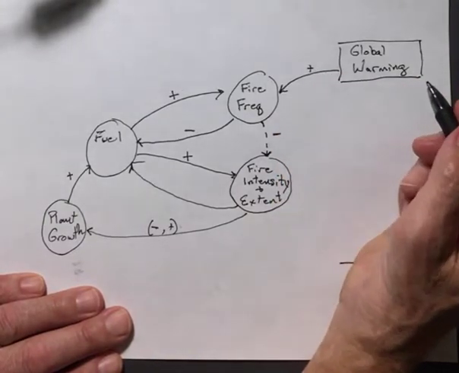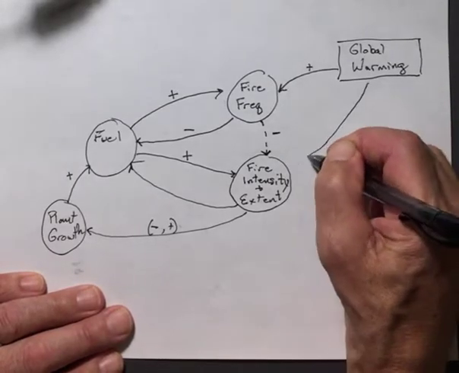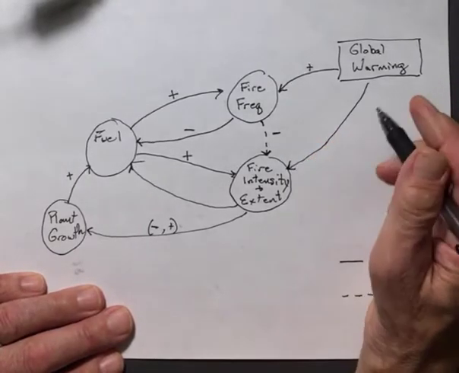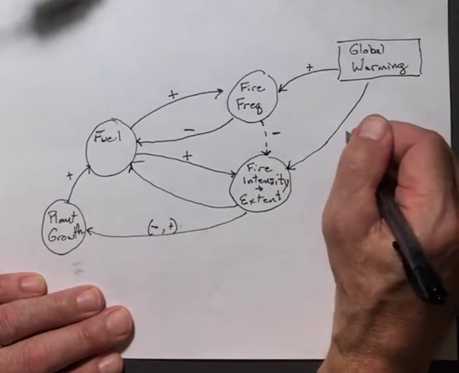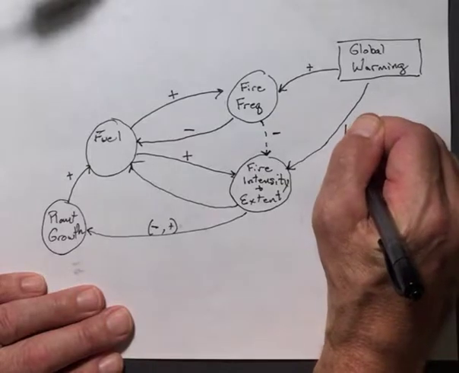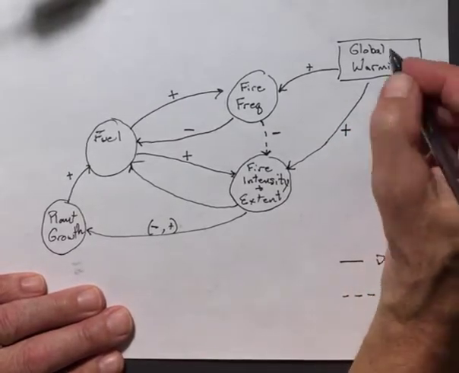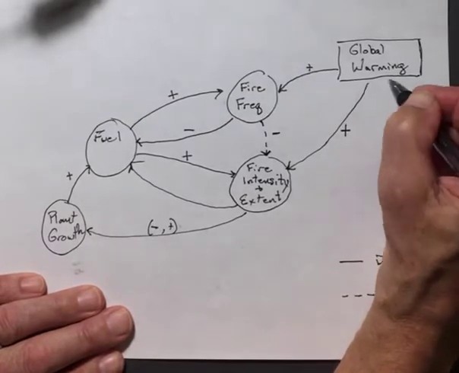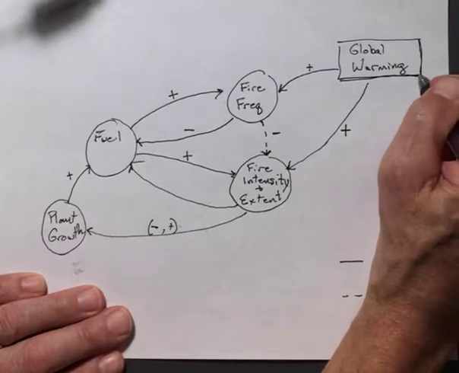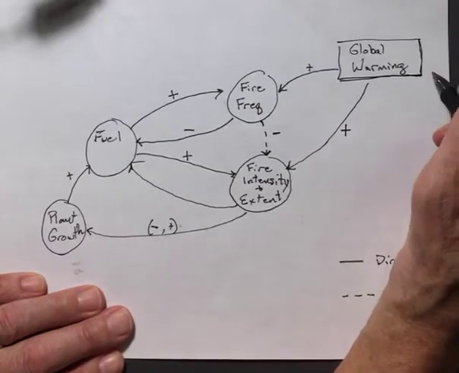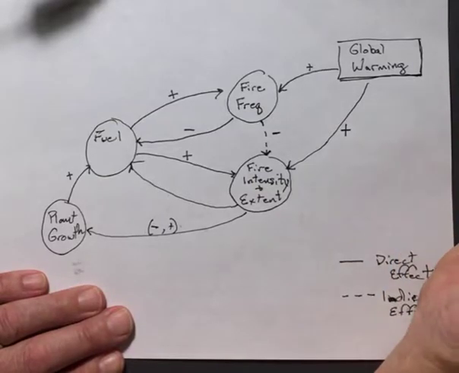Because of the extra energy put into the system, things are drier, and so you're going to get more intense fires over bigger areas. Let's put this in a box, because this is climate change due to humans, and so I'll put the things caused by humans in boxes.